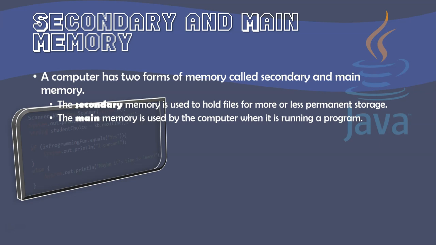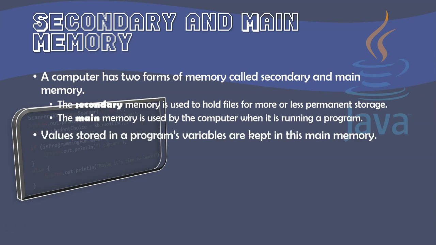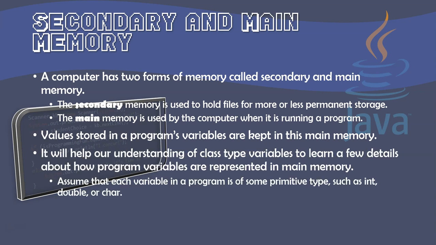The main memory, which we often refer to as RAM or just computer memory, is what the computer uses when it's running a program. So this is just temporary memory. When you lose your power or end that execution, all of the stuff that was in memory is no longer there. Values that are stored in a program's variables are kept in the main memory.